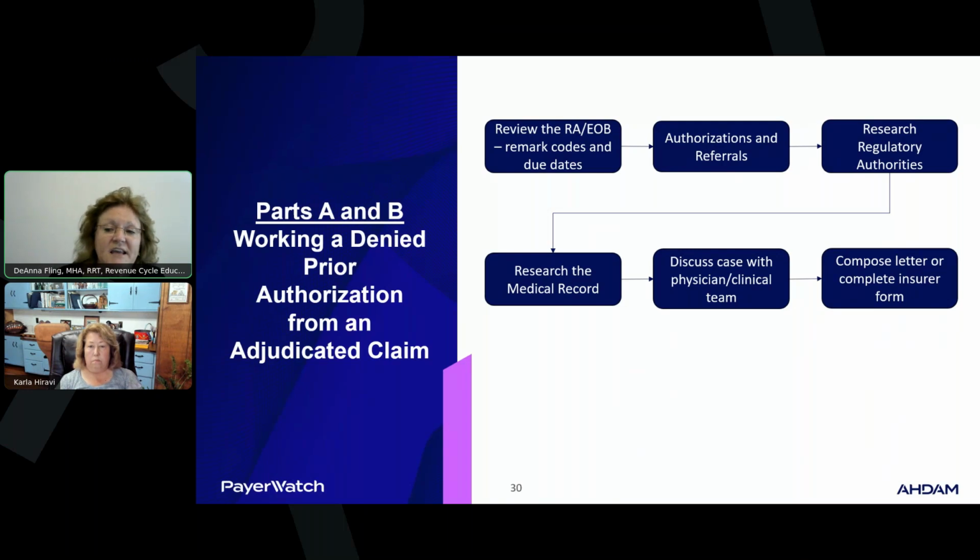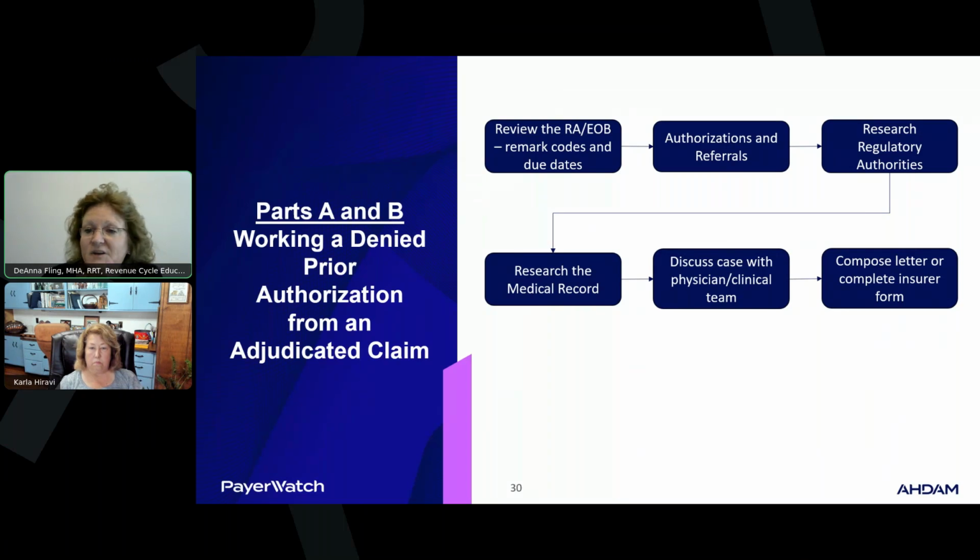A lot of times I've seen where there were documents that were not included and it was denied for no auth, when there really was an authorization there. This will help to understand if you will be challenging the denial based on an administrative issue or if it's clinical in nature. So next, you want to do your regulatory research. Ensure you're using the correct payer medical policy, any peer-reviewed journals, or the outcome of a peer-to-peer.